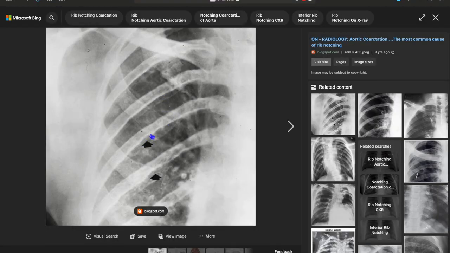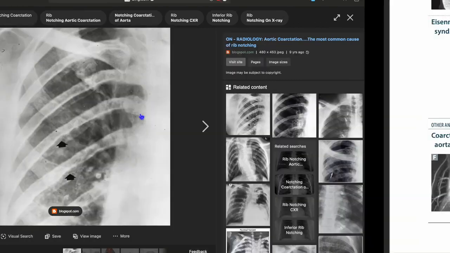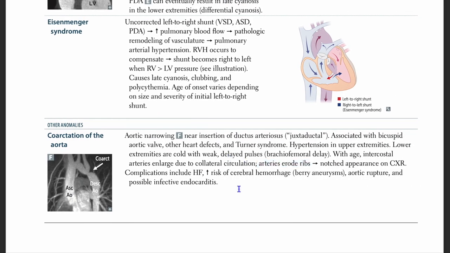So like that, right? They might give you an X-ray, or they might just describe it, that the ribs have some kind of thing going through them, or there's erosion of the ribs or something like that. They'll tell you that stuff. All right, I'll end it.